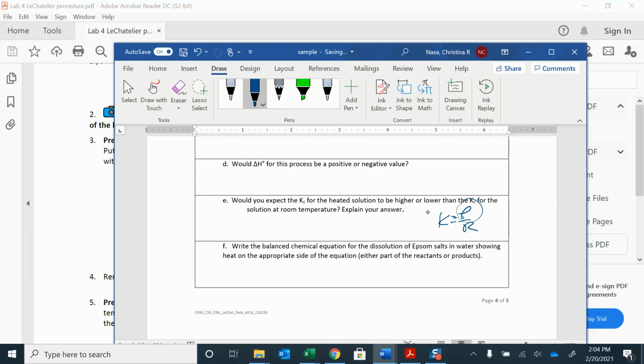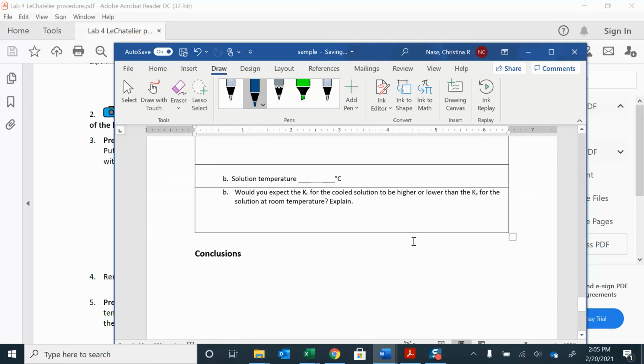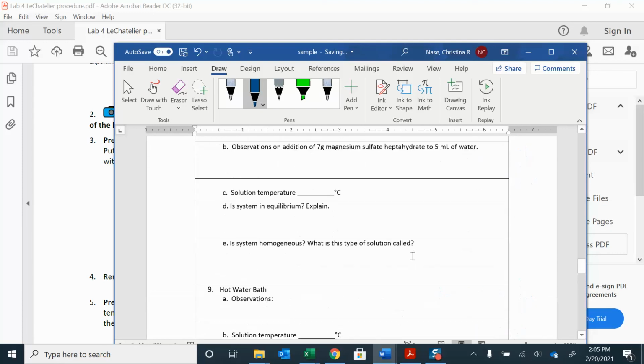So if I'm increasing in products, then my K should go up, right? So if I make more products, if I have less of the solid, more of the ions, then my K should increase. If I have more of my reactants, K is products over reactants, my K should go down. If I make more reactants, then I'm going to have a bigger number on the bottom and my K should decrease. So a bigger K means you're product favored, a smaller K means you are reactant favored. So you're going to do the hot water. This one is just about temperature changes.